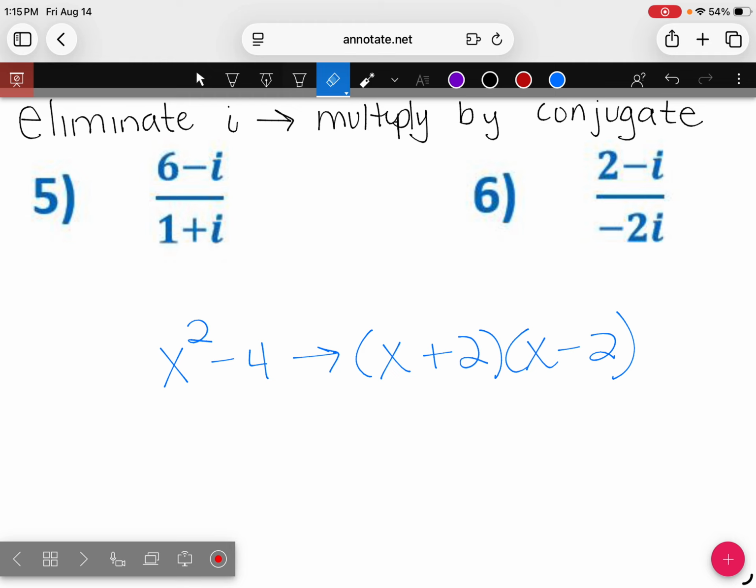So we are going to multiply for number 5, and we're only doing 5 and 6, and then we're going to call it a day.